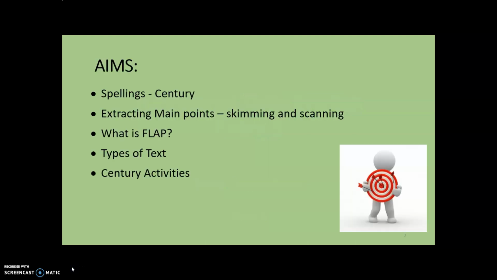The aims of today are for you to complete the spellings at Entry 3, and these have been uploaded to Century. Next we will be moving on to extracting main points, skimming and scanning. Then we're going to find out what FLAP is and the different types of text, and then lastly you've got Century activities to complete.